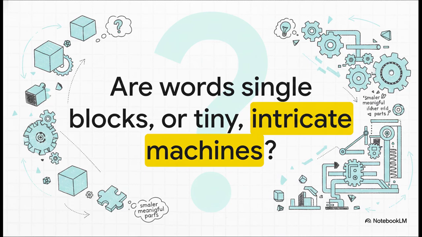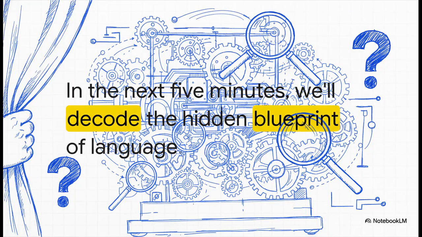So that's really the big question we're asking today. Are words just single things, or are they more like tiny, complex machines built from even smaller, meaningful parts? You're going to want to stick around because in the next few minutes, we are going to pull back the curtain and decode that hidden blueprint. We're about to see the elegant system that's hiding in plain sight.